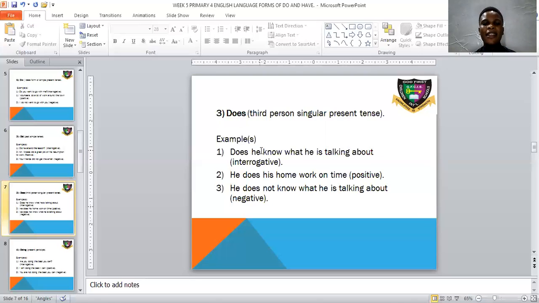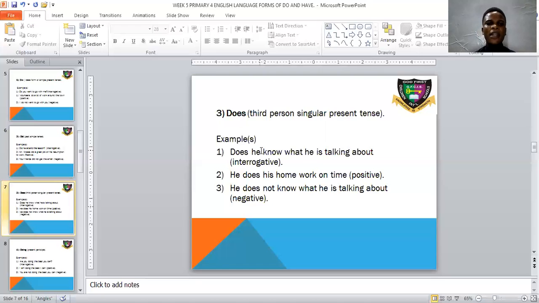Not makes that sentence negative. Look at the sentence very well. It has the word not. Not makes that sentence a negative sentence. It does not. Just take note of that. Anytime you have the word not in the sentence, that sentence becomes a negative sentence. Is that understood?